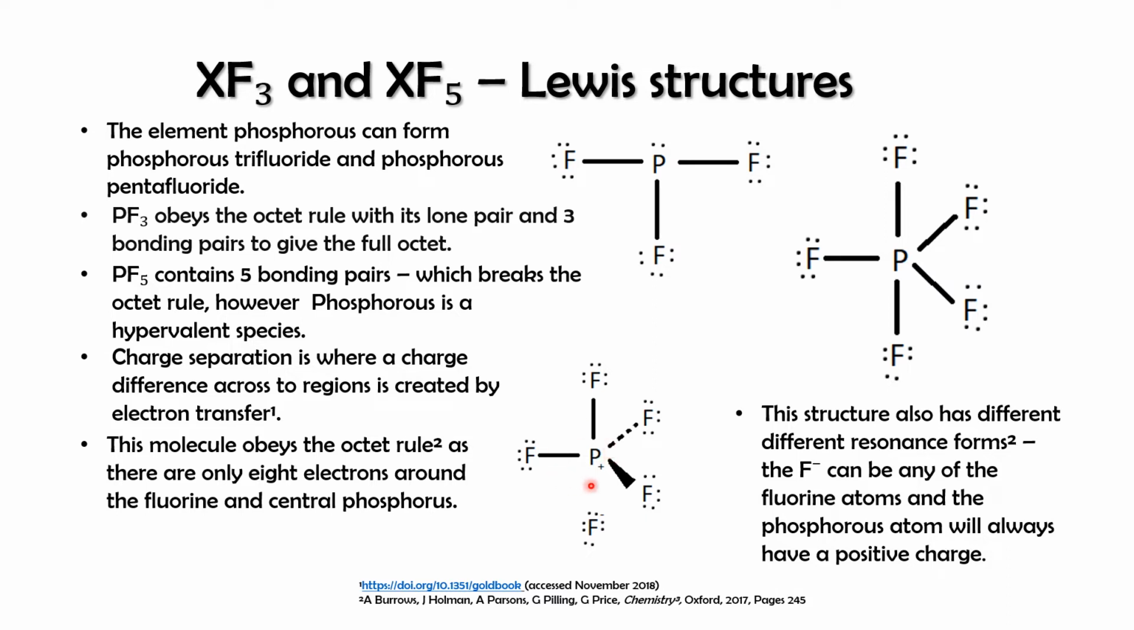This structure also has different resonance forms. So this fluoride minus could be here, here, here, or here, but the phosphorus in the middle will always have the positive charge, and this will always lose an electron in the charge separation idea.